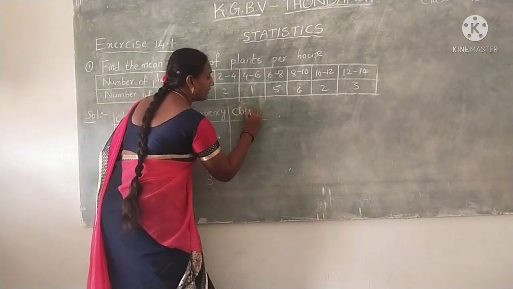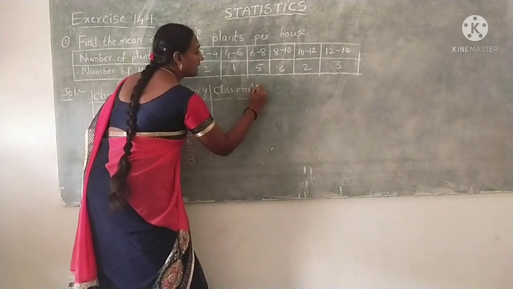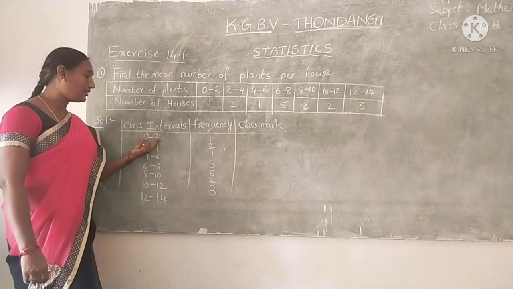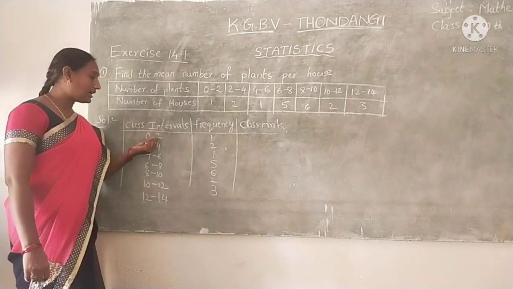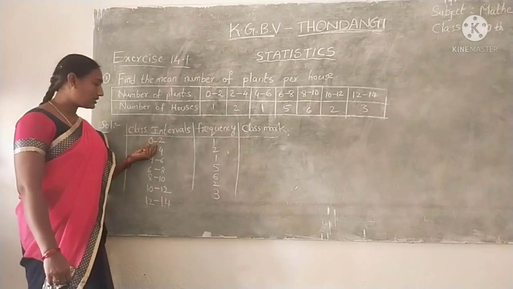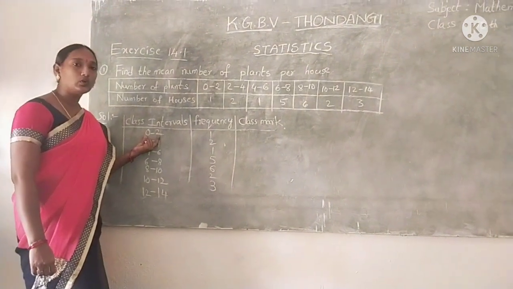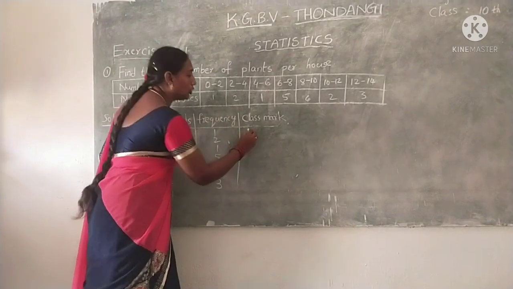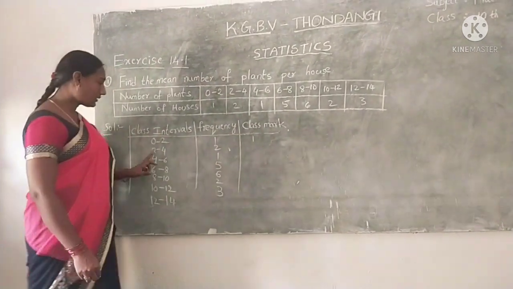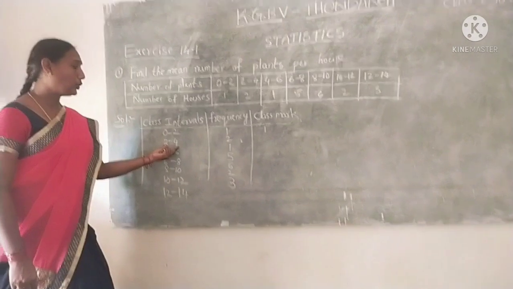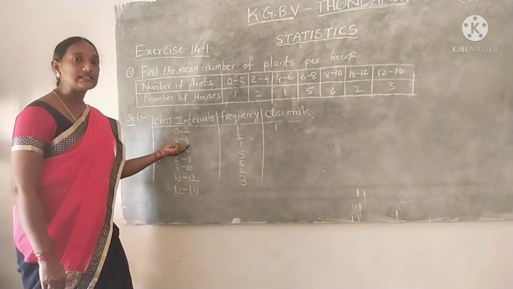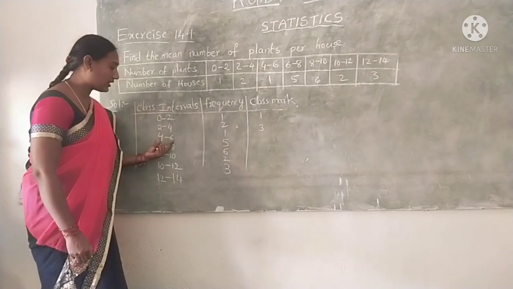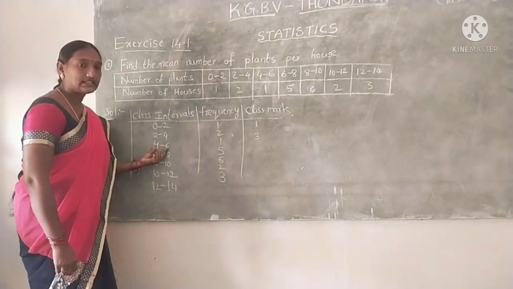mark. So here we have to find the class mark. What is class mark? The average of the upper class limit and lower class limit. Here the class mark is (0 plus 2) by 2, that means 2 by 2, which is 1. And here the class mark is 2 plus 4, that is 6, 6 by 2, equal to 3. Next one, 4 plus 6, 10.